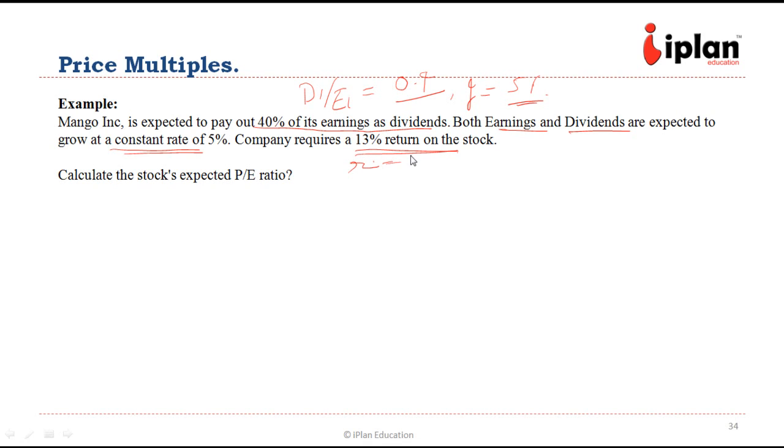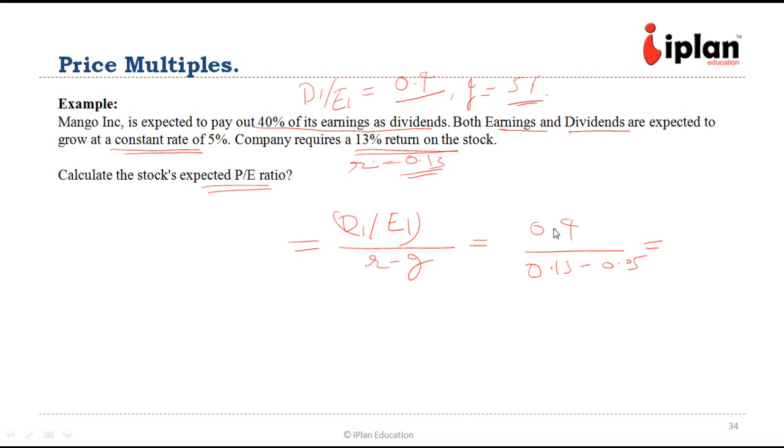So we need to calculate the expected P by E ratio. Expected P by E ratio is nothing but the dividend payout ratio divided by R minus G. So it is going to be 0.4 divided by R, 0.13, minus 0.05, which is growth. So it is 0.4 divided by 0.08. So it is 5. We have 5 as the price to earnings ratio.